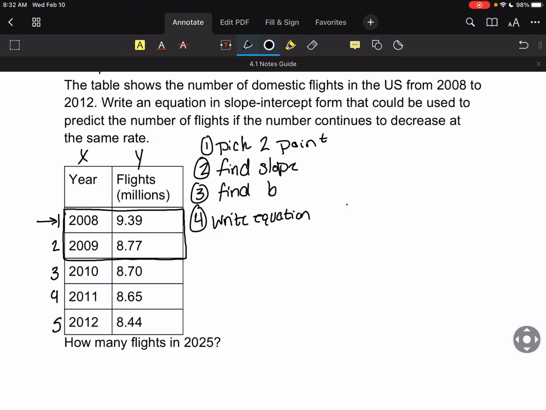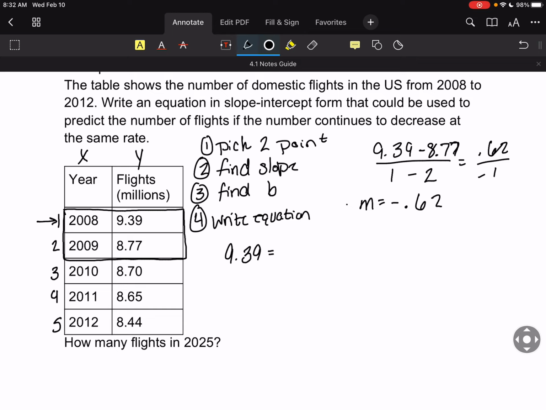So again, we're going to do 9.39 minus 8.77, all over 1 minus 2, which is going to be our 0.62 all over -1, so it doesn't change anything. And then we are going to have a slope of -0.62.